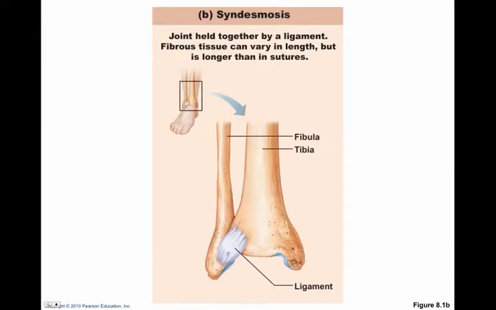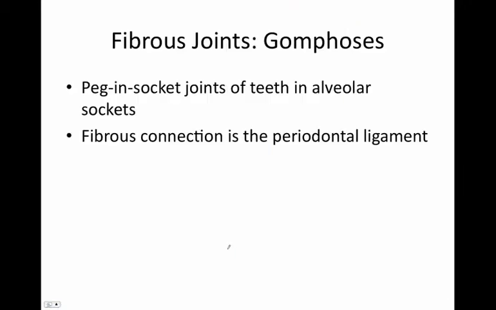So just taking a look at that syndesmosis, this connection here, we're at the distal end of the fibula and the tibia, and we have this ligament tying them together, which creates that syndesmosis.